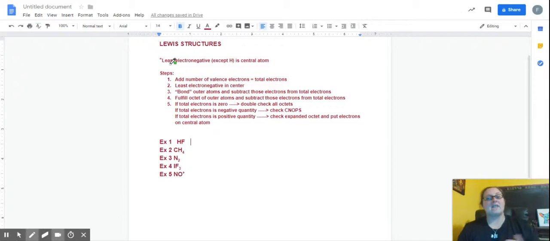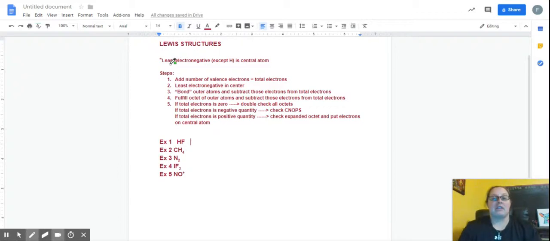However, if when you're subtracting all of those total electrons out, it's a negative quantity, meaning you used more electrons than you had to begin with, you're negative in the amount, then that means that you might have to do a multiple bond somewhere. So you're checking for things that can do CNOPs, meaning you're checking for things that can have multiple bonds. So you go back, you fix it.